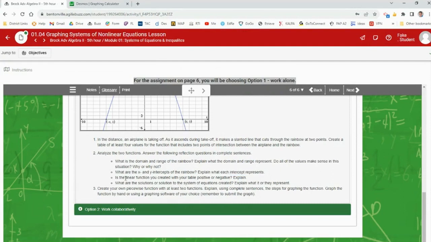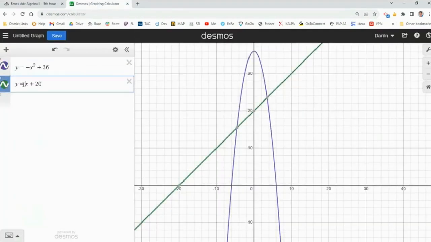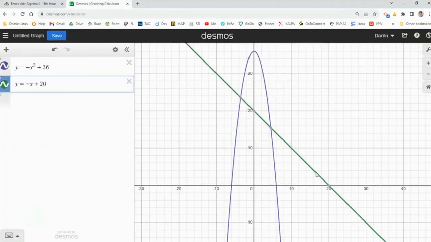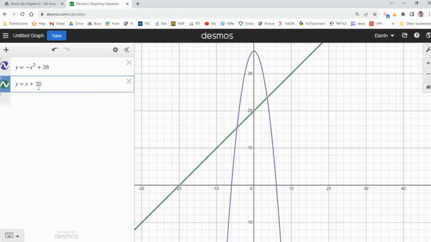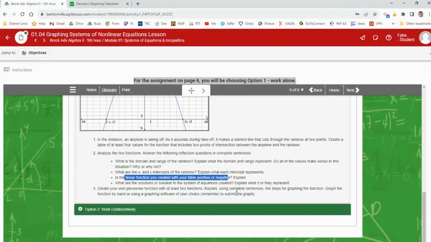Is the linear function you created positive or negative? Well, it may depend on how you did it. If you made your plane taking off the other direction, that would be a negative going left to right, but most of us are going to take off this direction. So that would be an increasing, right?